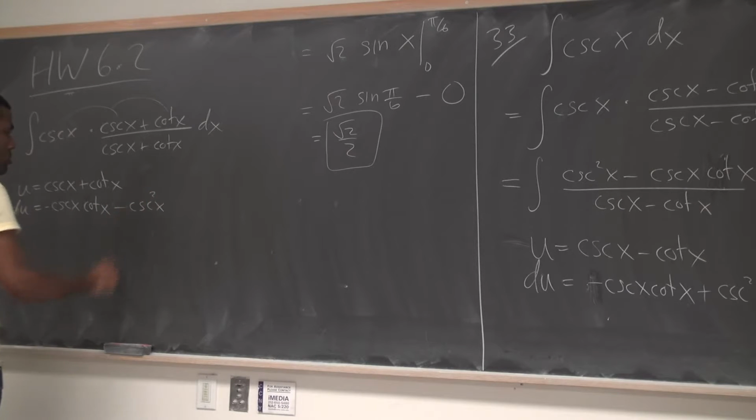And factor out the negative. That's another way you can do it, I guess. So you factor out the negative, negative du, and then substitute dx. So ultimately what would the answer look like? Negative ln of cosecant x plus cotangent x. Is that different from what we had before?